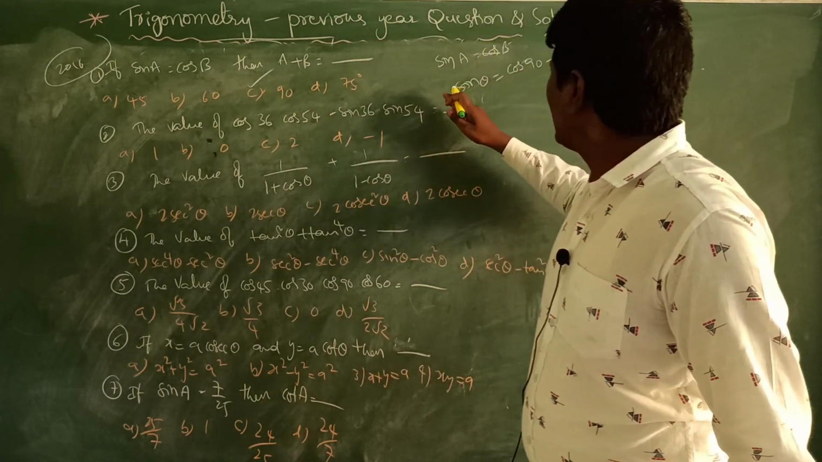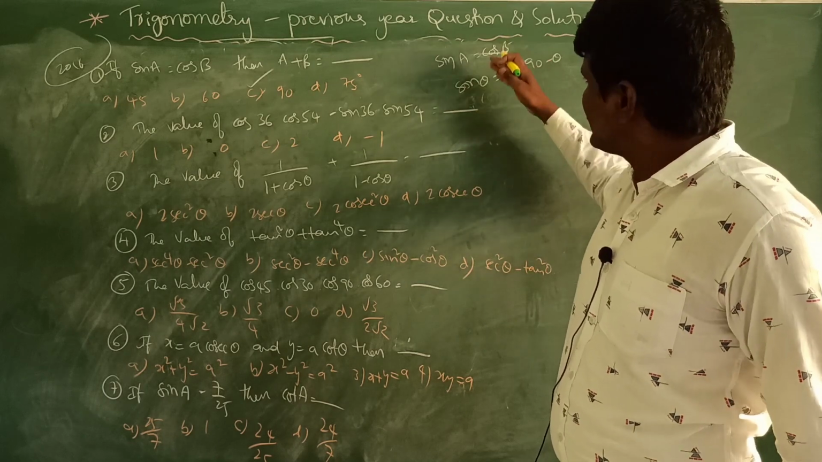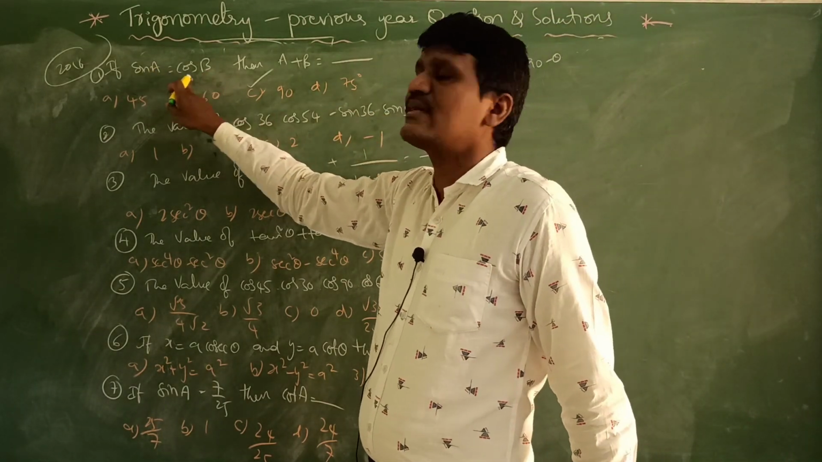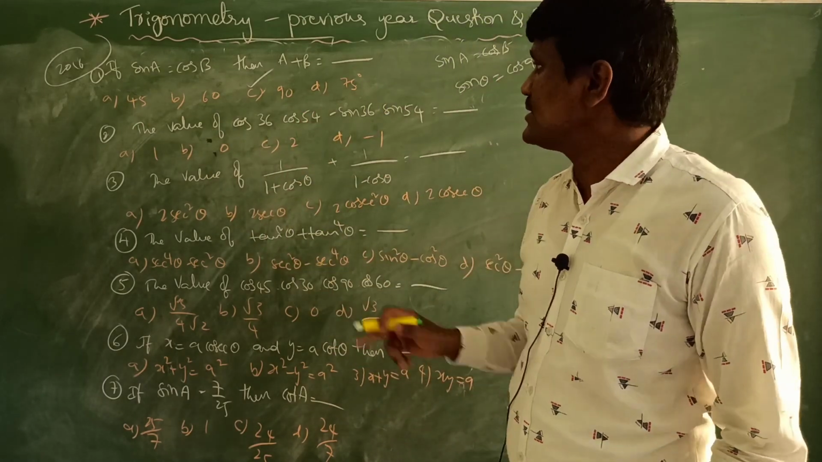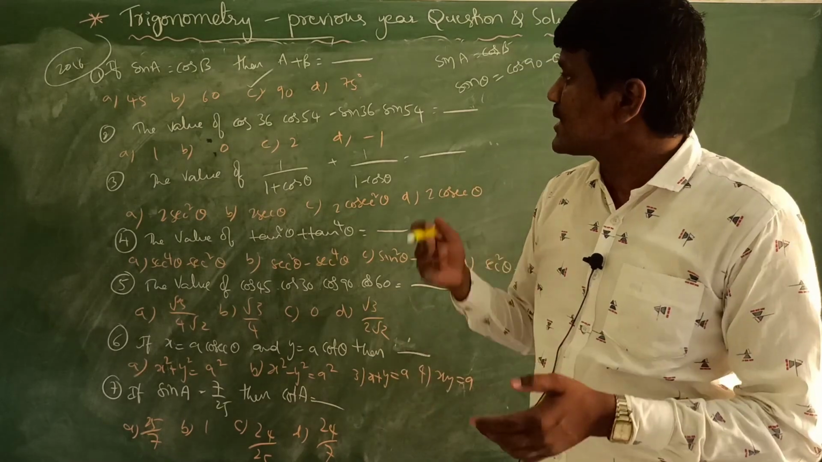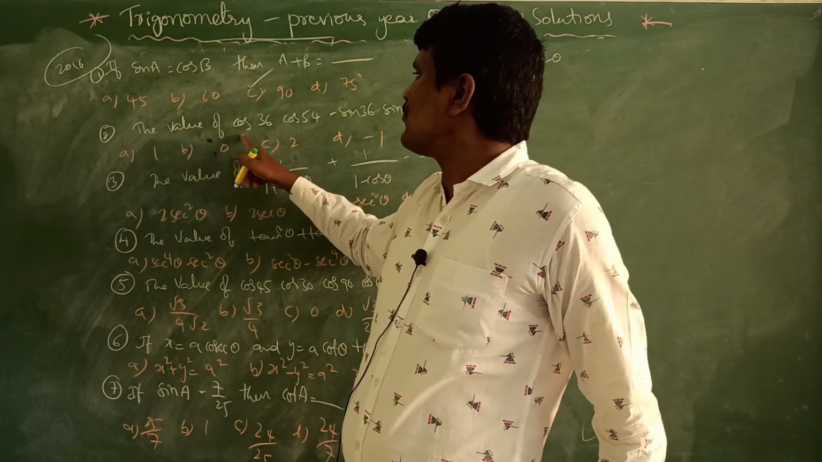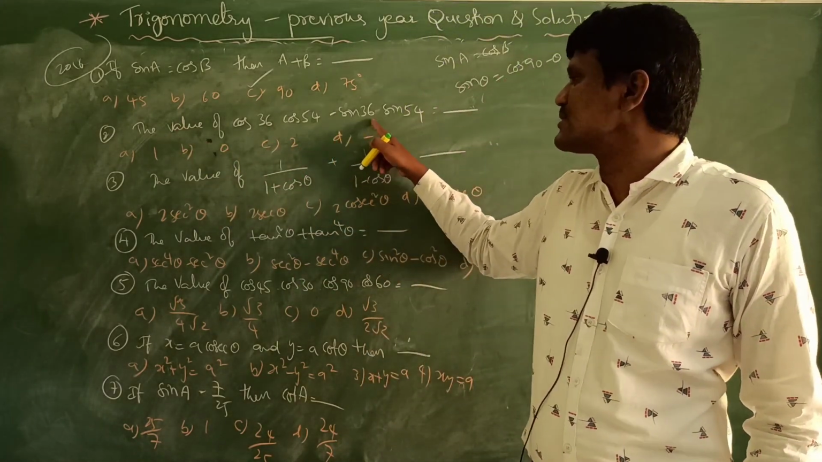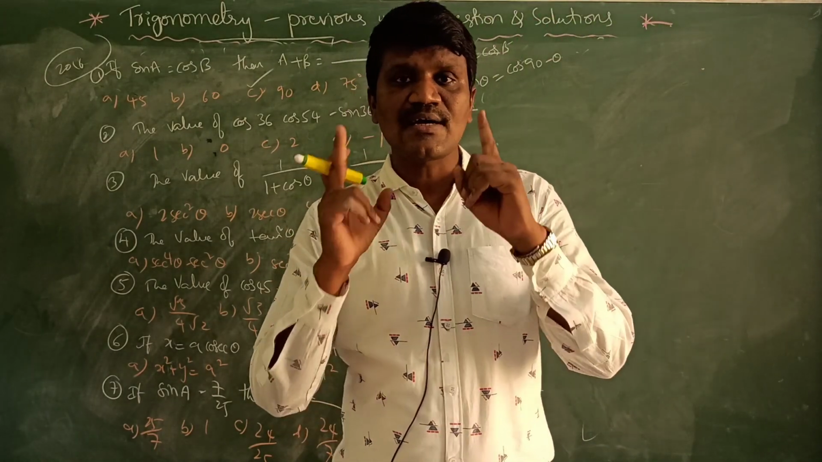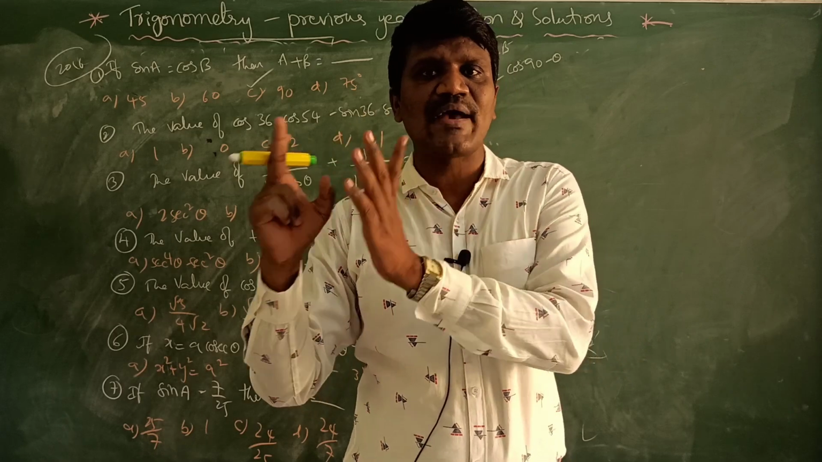Okay students, you need not do all this. Like this also you can do, but directly you can observe based on the values. So the first one: A plus B is equal to 90 degrees. And the second one is the value of cos 36 cos 54 minus sin 36 sin 54. We have one formula: cos of A plus B is equal to cos A cos B minus sin A sin B.